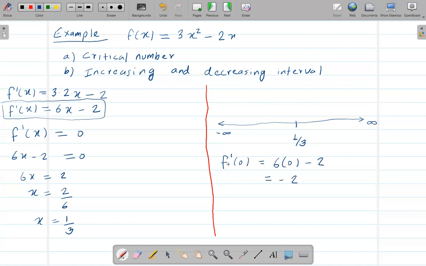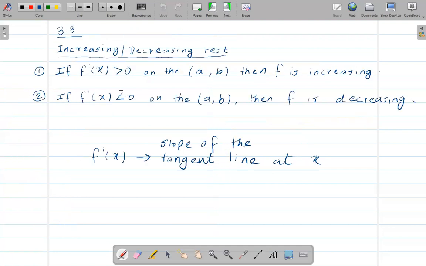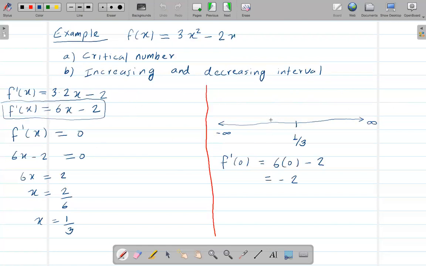So if f prime at a certain point is a negative number, or less than 0, then we can simply write negative here, because that is what we get. Similarly, let's check here. If you get negative here, it doesn't mean you'll get positive here. You might get both negative and negative, so you have to check it.